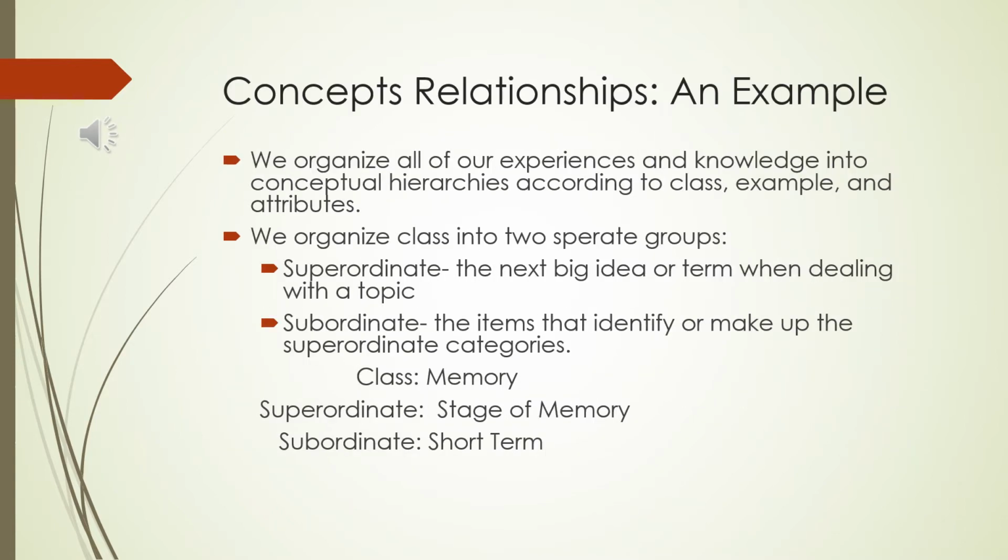Conceptual relationships. We organize all of our experiences and knowledge into conceptual hierarchies according to class, example, and attributes. We organize class into 2 separate groups. Superordinate, the next big idea or term when dealing with a topic, or subordinate, the item that identifies or makes up the superordinate categories. So, for example, if our main topic or class was memory, our superordinate would be stage of memory, and our subordinate would be short-term memory.